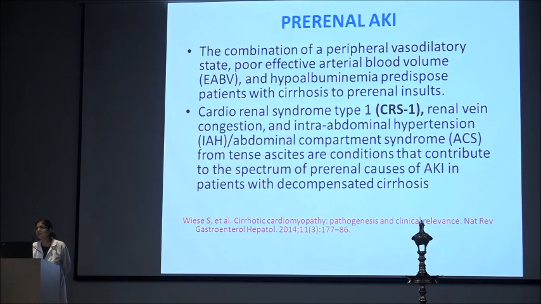What actually happens here is there's a combination of a peripheral vasodilatory state along with poor effective arterial blood volume and hypoalbuminemia, which predisposes these patients to a pre-renal insult. And cardiorenal syndrome 1, along with renal vein congestion and intra-abdominal hypertension from tense ascites, are the conditions that contribute to the spectrum of the pre-renal causes of AKI in such patients. So we have to be careful in managing these patients.